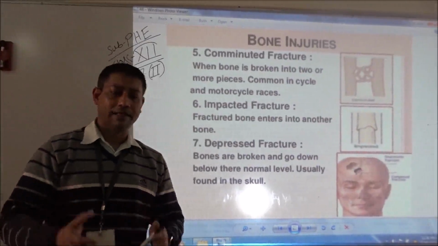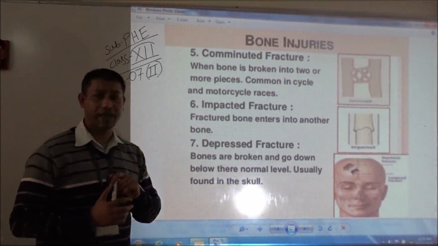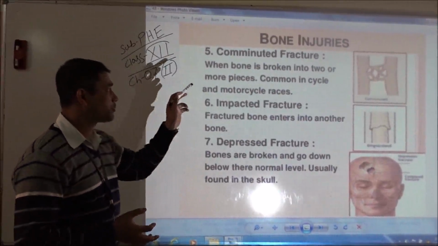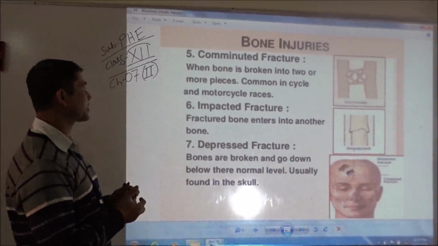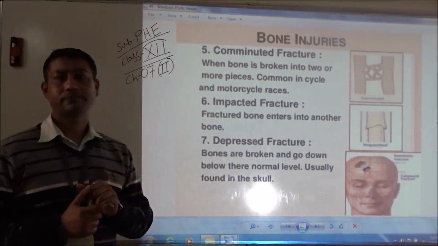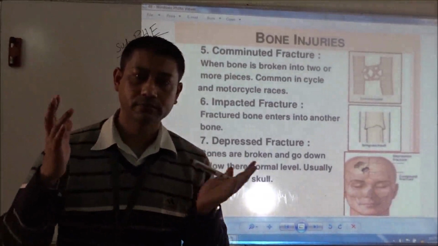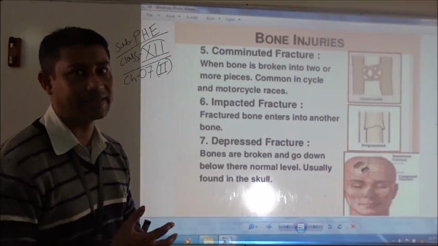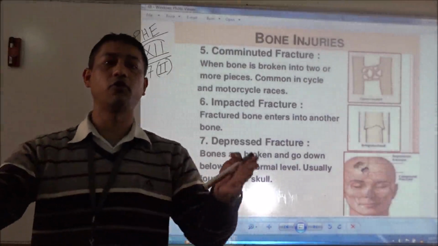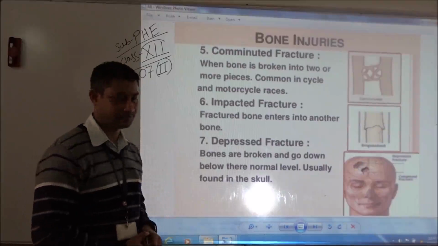So let us go to the next type of fracture, that is comminuted fracture. Now what is a comminuted fracture? The bone is broken into two or more pieces. It is common in cycle and motorcycle accidents. So if somebody falls down from a motorcycle or sometimes a cycle, the bone breaks into two or more pieces. It is comminuted fracture.